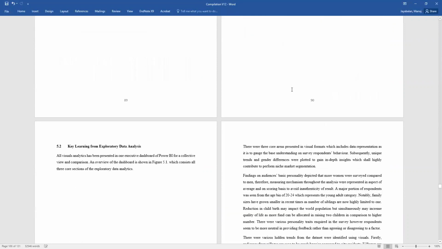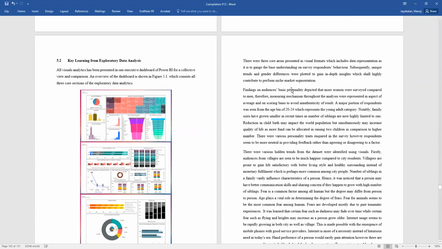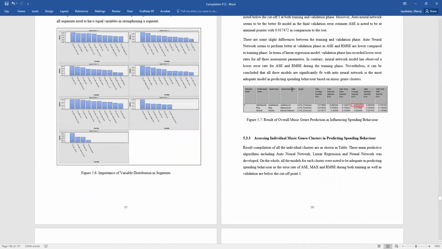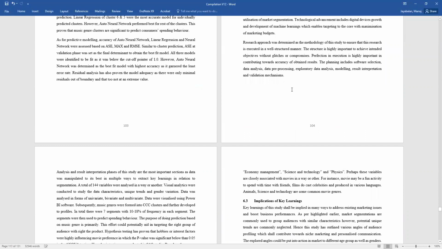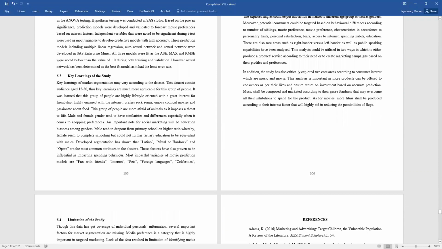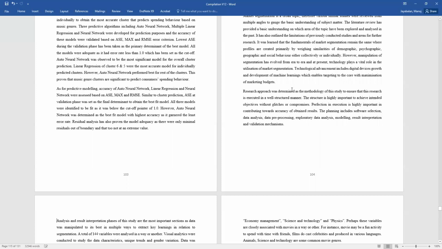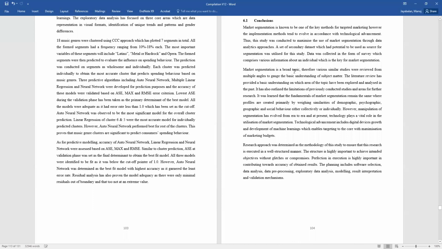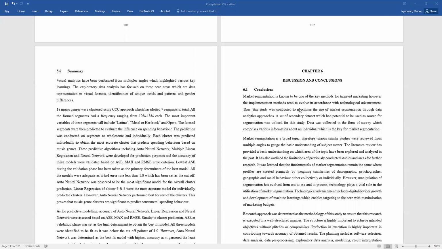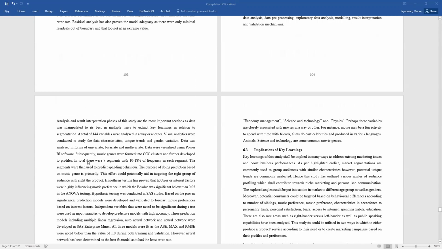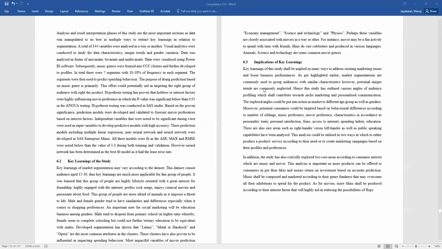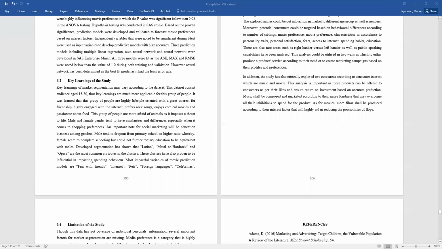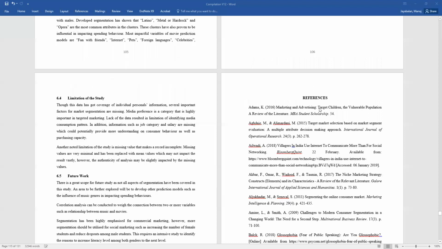Okay, so this is the results. Let me just move a little bit fast. We've got only 8 minutes. Okay, so here is the reference. So you can see the conclusion. Here's the conclusion. So she has written key learnings of the study, implication of key learnings. The sections may not be the same, the limitation, and you can see the references.